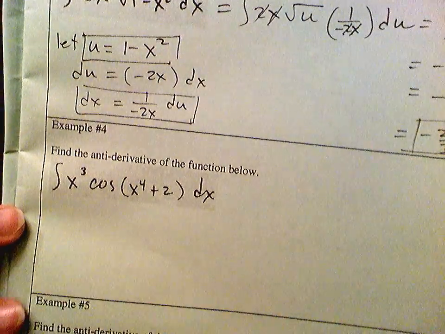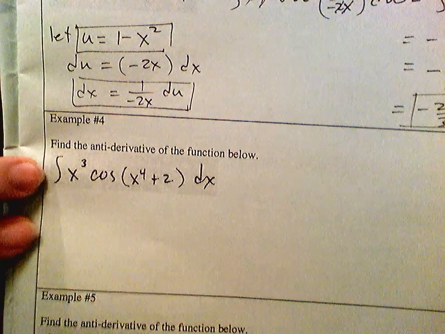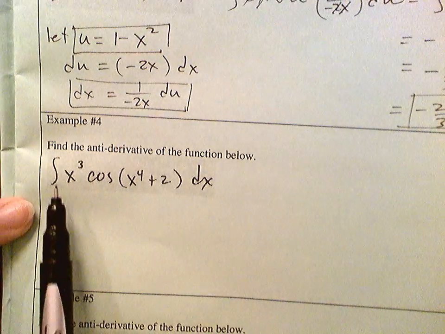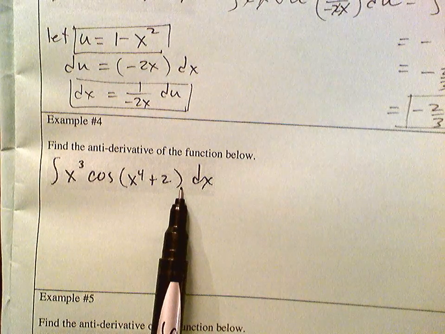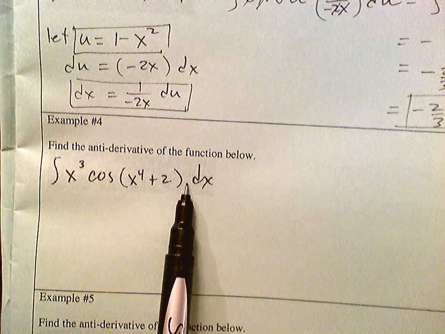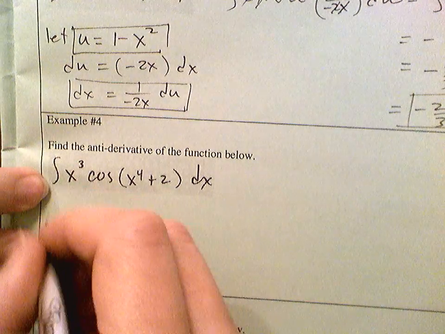Find the antiderivative of the function below. So again, when you're choosing a u, the first clue that you've got to use u substitution is that you just have no idea how to find the antiderivative of this. We don't have a formula that would give us its antiderivative. We definitely can't use power rule. So then you try u substitution.